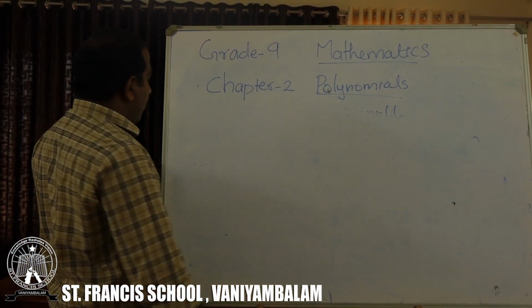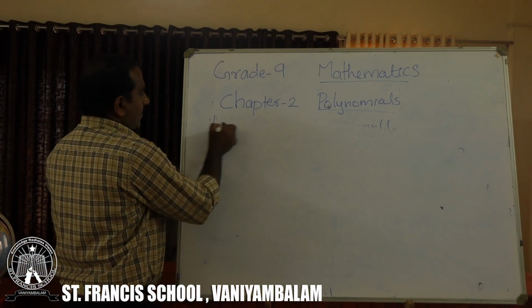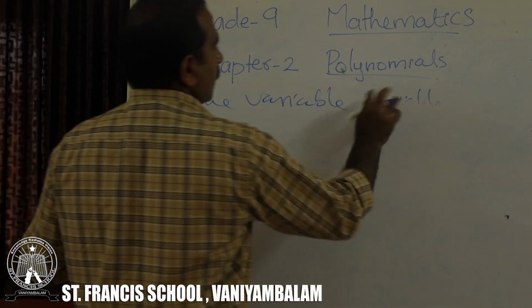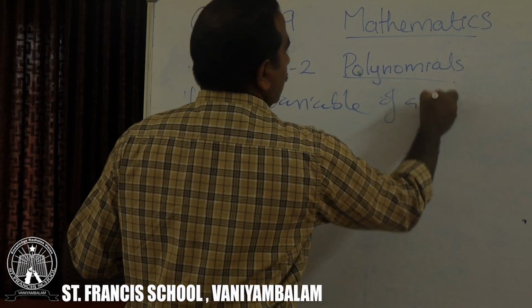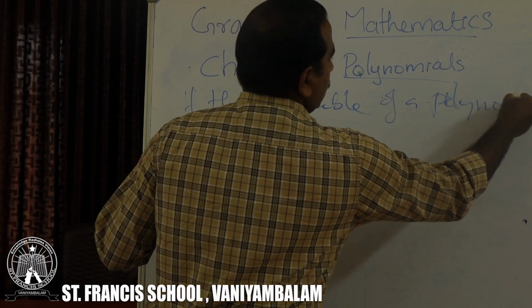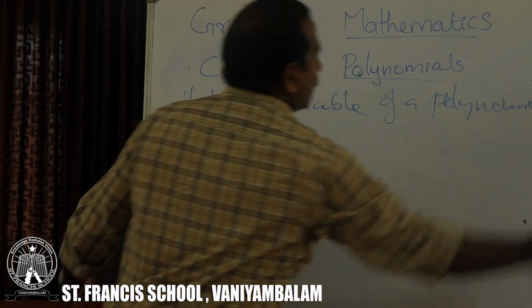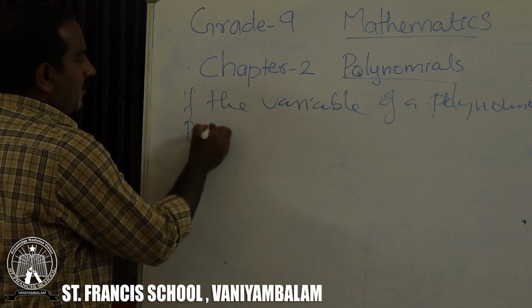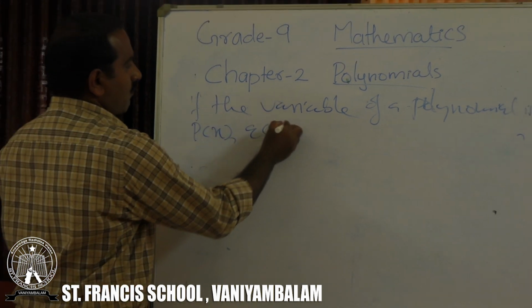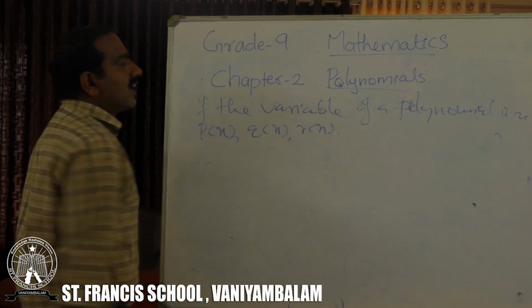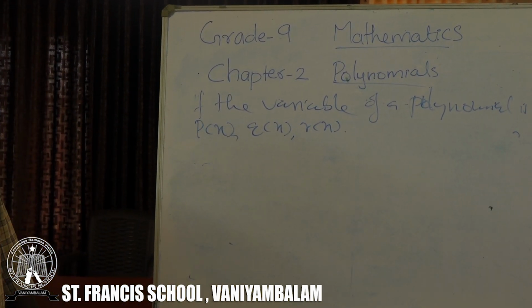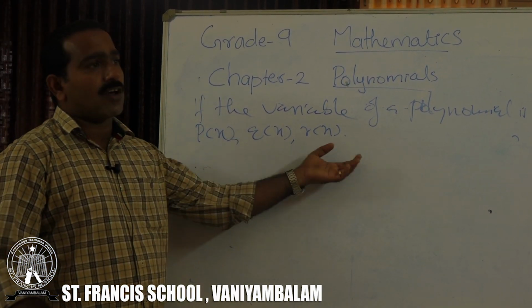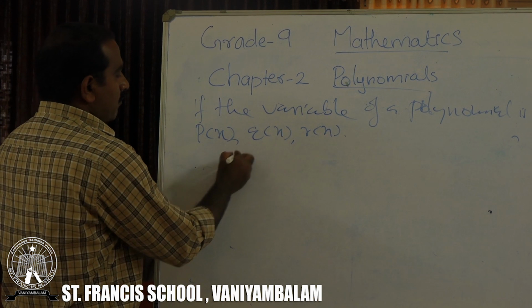Next, if the variable in a polynomial is x, we can give the name of the polynomial as p of x, q of x, r of x, etc. Some examples are p of x.